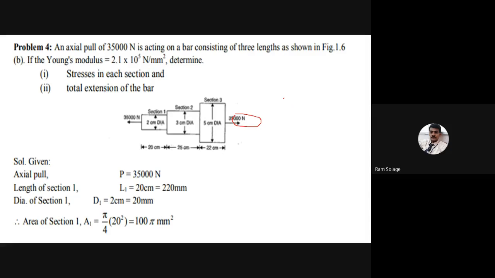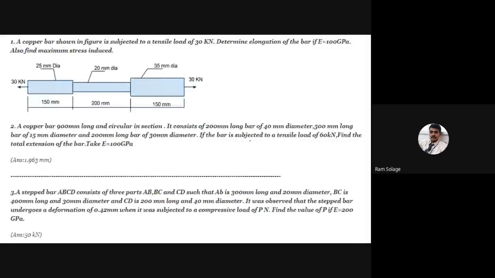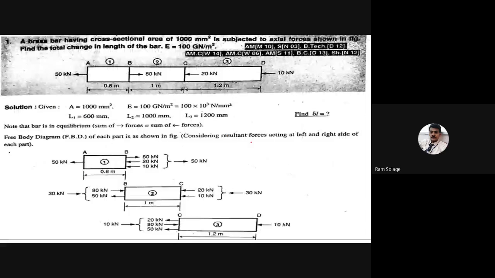In type number 2, the P will be common, but in type number 3, in problems on principle of superposition, they are not applying a common force; they are applying a number of forces axially on the body. It may be tensile or compressive. So we have to divide this body into section 1, section 2, section 3, and we calculate the values of P1, P2, and P3. With the help of these, we calculate delta L1, delta L2, delta L3, and at the last we get the addition, and we calculate the value of total deformation.